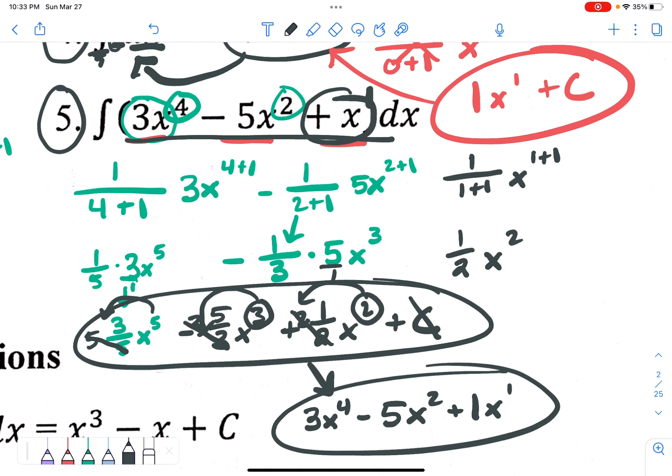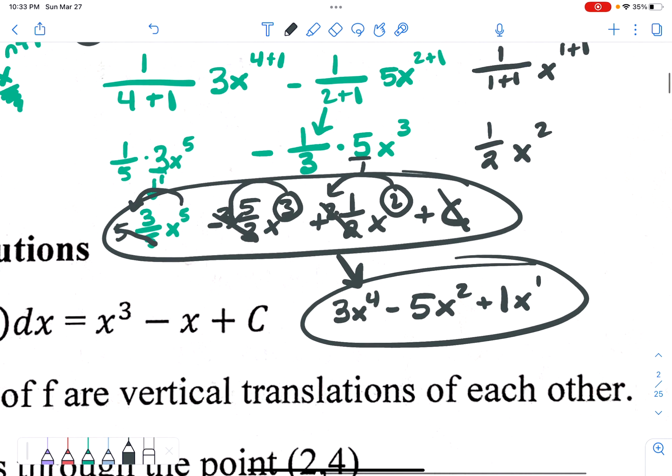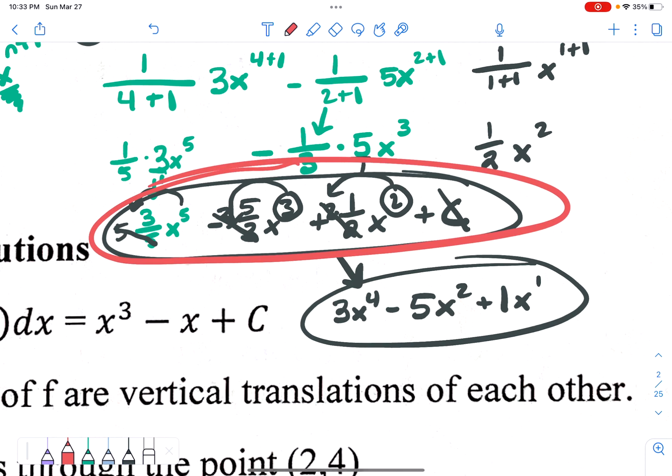So you can check your answer. You're going to really like this section because you can check your answer. It's so exciting. And you know if you got it right, okay? So I just made a mess of it, but this is my antiderivative right here. Whew, lots of stuff. We'll go over this again.